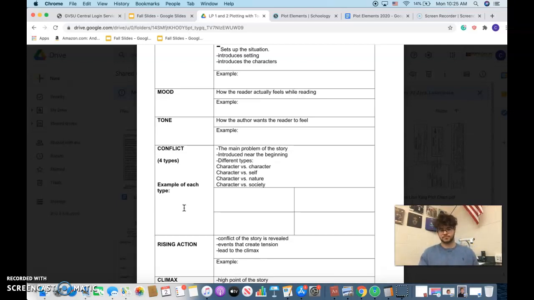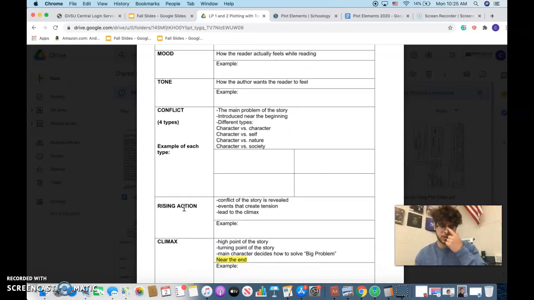Character versus nature. This would be, for example, say the character is stranded out in a jungle and he has to survive on his own. He's literally battling against nature to survive. That is an external conflict. Character versus society. I want you to think of characters that are going up against an establishment, an organization, something larger than one person.